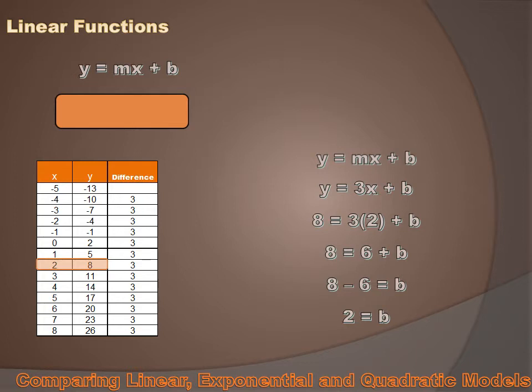So now we know what m is and what b is, and we can rewrite this equation y equals 3x plus 2. Let's take a peek and see if that's the equation we started with. Oh, it is. Y equals 3x plus 2.